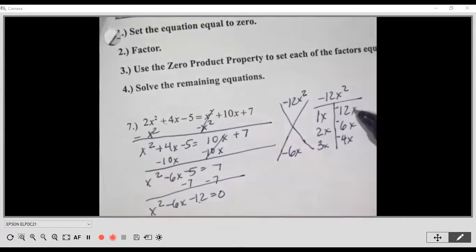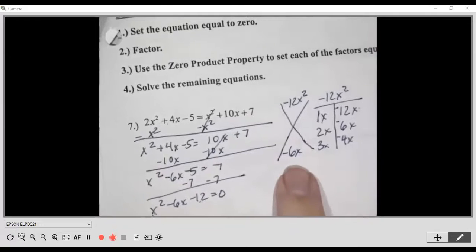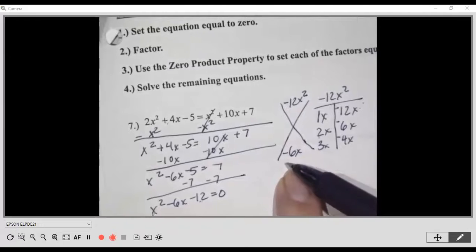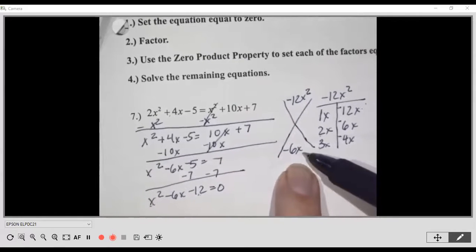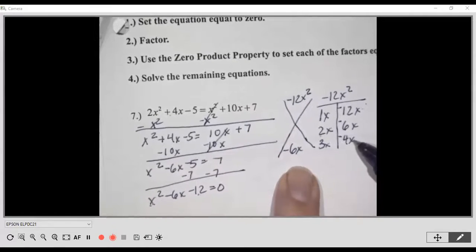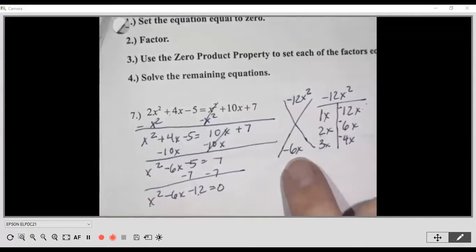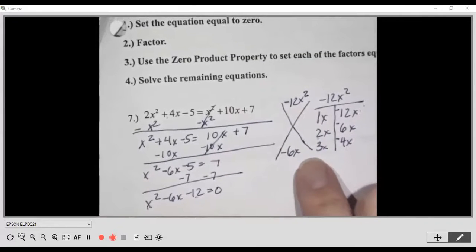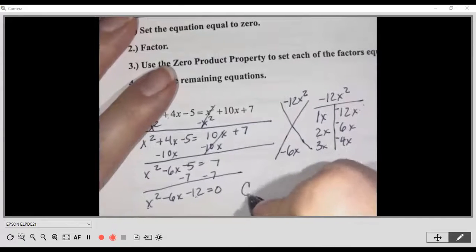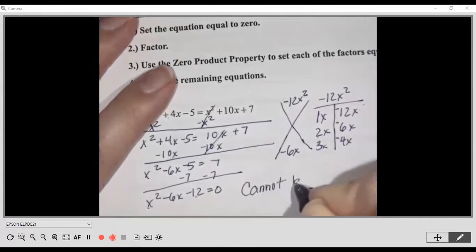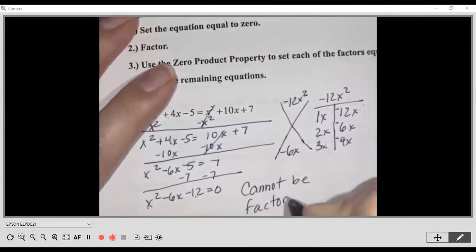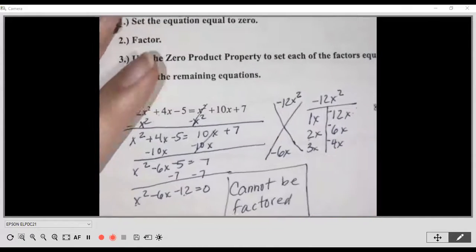Positive 1x minus 12x is negative 11x, not negative 6x. So that doesn't work. 2x minus 6x is negative 4x, not negative 6x, so that doesn't work. 3x minus 4x is negative x, not negative 6x. So none of these factors work to multiply together to give us negative 12x squared and add together to give us negative 6x. So since none of these factors work in our scenario, this cannot be factored. Okay, so it cannot be factored.